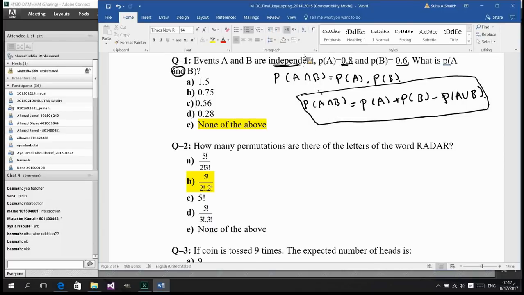How many permutations are there of the letters in the word radar? Do you remember how we do such a thing? I gave you an example of the name Muhammad. In the exam, they give you the word infinity.